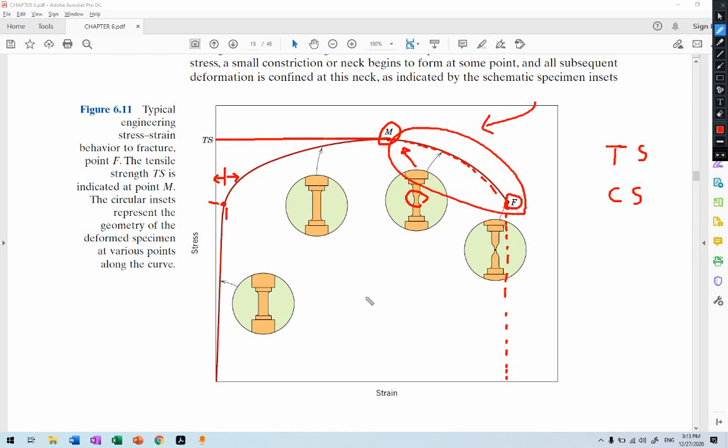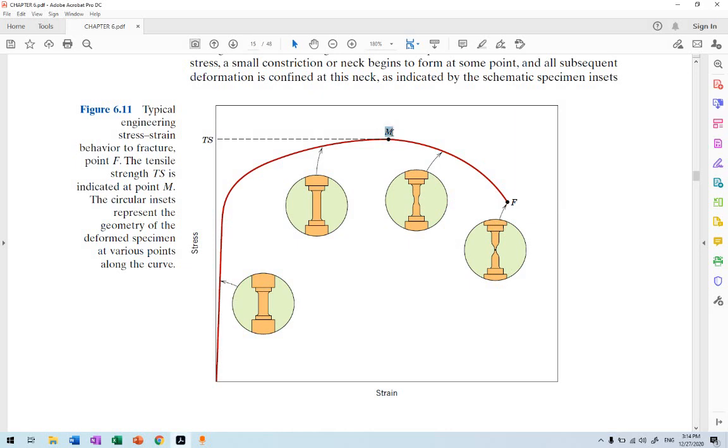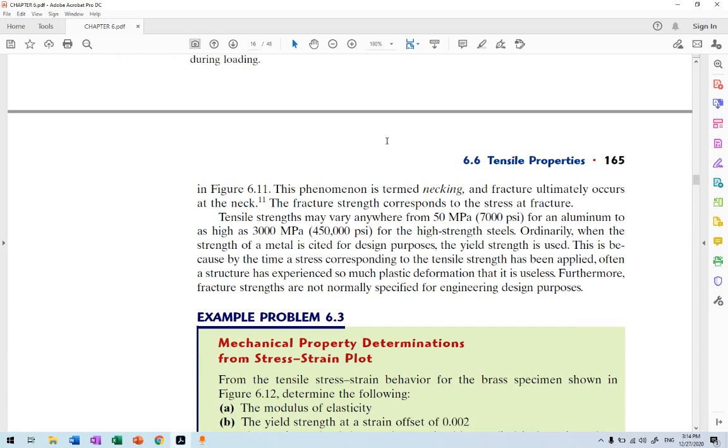Now, in the plastic zone also, we divide it into two parts. One after the yield, before necking, and then after necking. So the highest stress there will be considered as the tensile strength if the stress strain diagram is for tension force. If the diagram is for compressive force, we'll call it compressive strength. This is one material property that we're supposed to know.